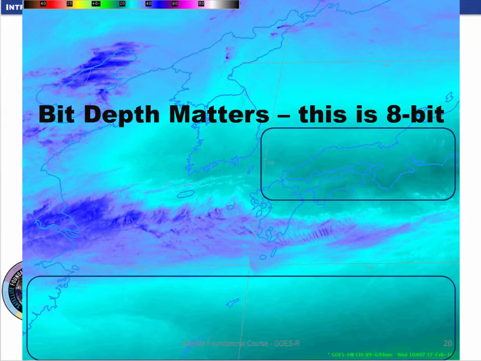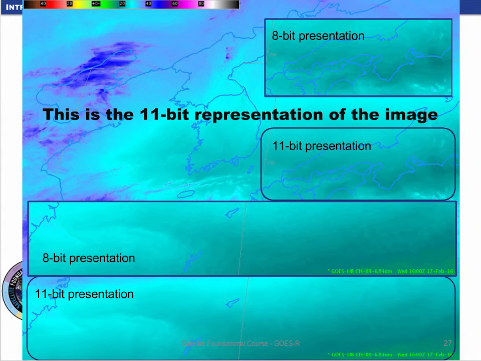AWIPS can display 11-bit enhancements, and your eye can discern differences between 8-bit and 11-bit enhancements. This is an 8-bit display. The next slide will show 11-bit imagery. The 11-bit presentation shows subtly smoother gradients. 8-bit presentations from the previous slide have been cut out and are displayed near their 11-bit counterparts.